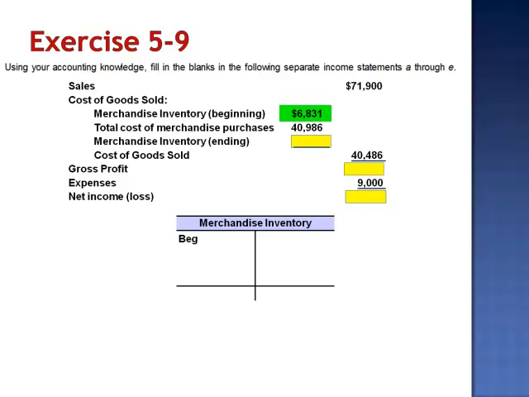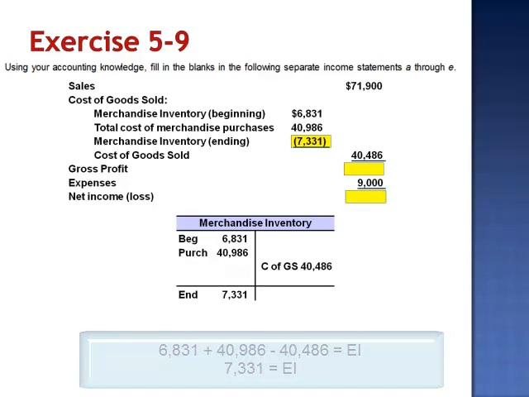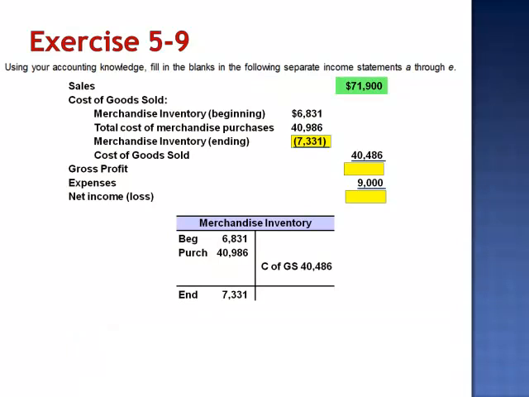The beginning inventory is $6,831 plus purchases $40,986. Cost of goods sold, our inventory expense, is $40,486. So the amount of our ending inventory is $6,831 plus $40,986 minus $40,486. Ending inventory is $7,331. Sales minus cost of goods sold equals gross profit.